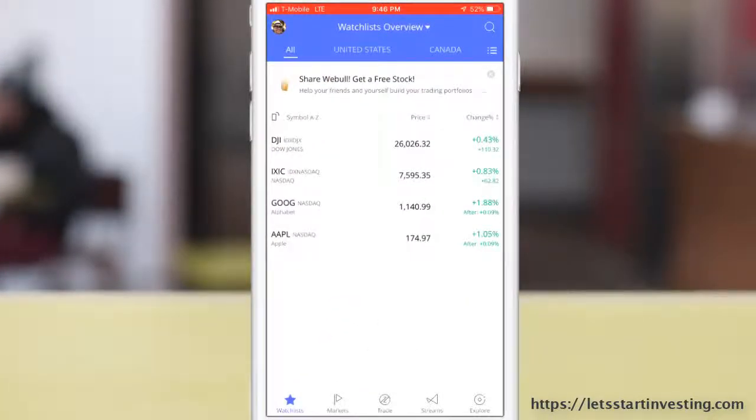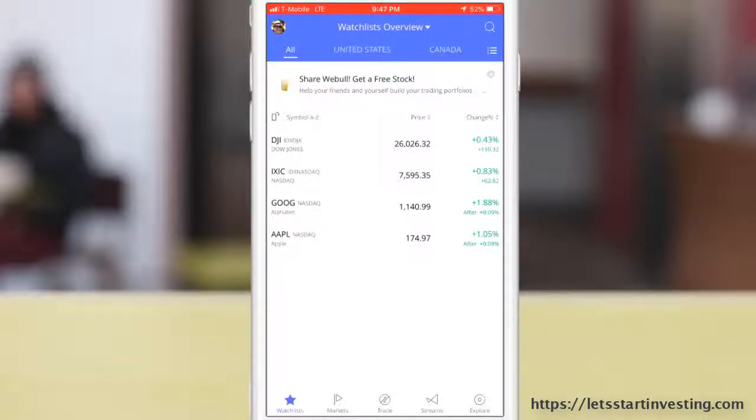So I'm currently in Webull. I just logged on, so it takes you first to the watch list. This is just your watch list overview, showing you all the different watch lists that you've created. This one's actually pre-built by Webull. I didn't actually put this in here. So it just shows you a couple of the big stocks that they track.